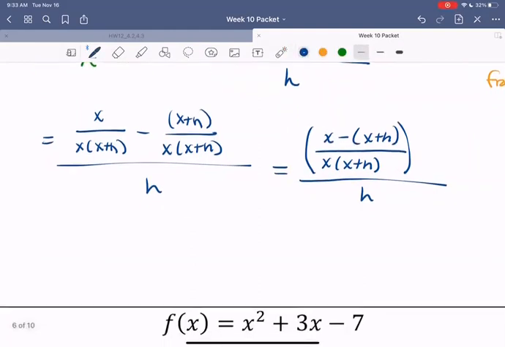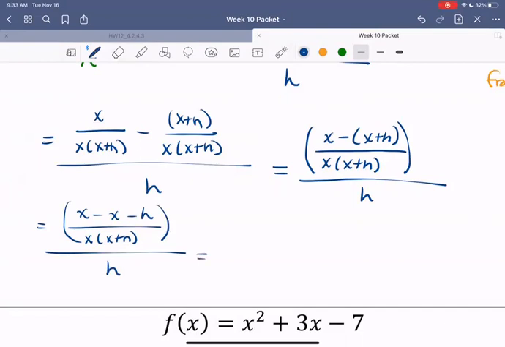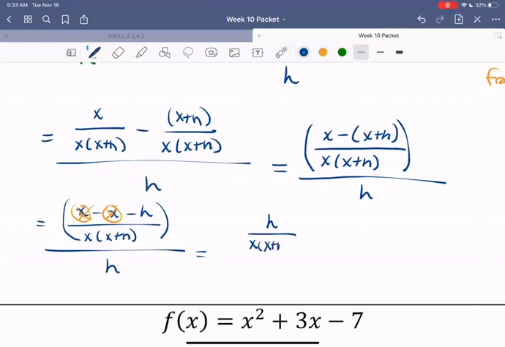All right, so now I'm going to bring that negative into both terms in the numerator. That looks like x minus x minus h, all over x times x plus h, all over h. We'll take a moment to pause and see if we can simplify anything in the numerator. We see this x cancels with this minus x, so these two terms cancel, and we're just left with negative h over x times x plus h, all over h.